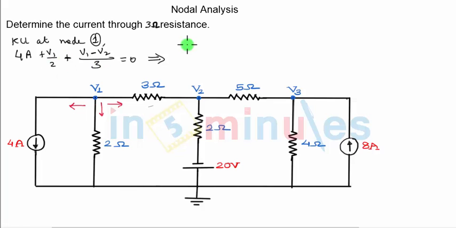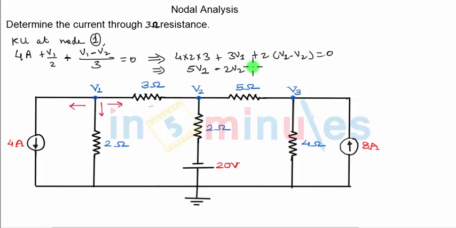You can see the LCM will be 6. It will be 4 into 2 into 3 plus 3V1 plus 2V1 minus V2 equal to 0. And hence finally it becomes, I'll keep V1 on one side, so that gives me 3 plus 2, 5V1. You can see this is minus 2V2 and this will be 24, which I'll send to the other side, becomes minus 24. So this gives me one complete equation in the form of V1 and V2. I'll call it equation number 1.